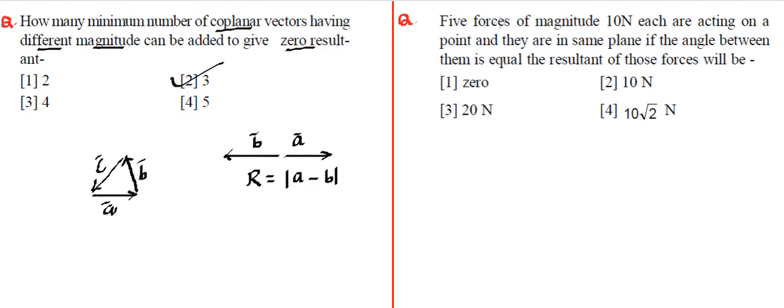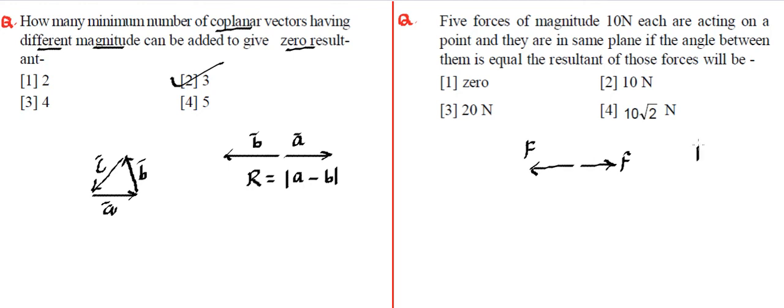Now let's read the second problem written over here. It says 5 forces of equal magnitude, 10 Newton each, are acting on a point and they are in the same plane, that means they are coplanar. If the angle between them is equal, the resultant force of all these forces will be, so we need to find the resultant. Now we can carry forward the description from the first question. Let's say we have two forces. One force is in this direction, F, and the same force is in this opposite direction. Since they have equal magnitude but opposite direction, the resultant will be 0.